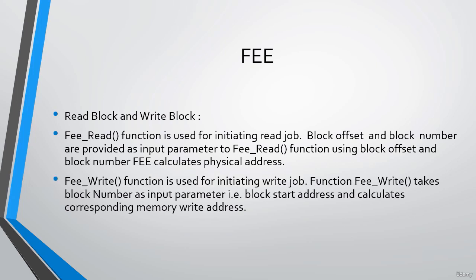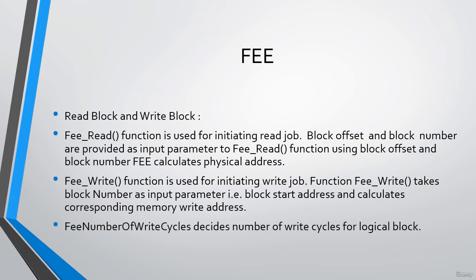Similarly, the Phi write function is used for initiating a write job. So the function Phi write takes the block number as input parameter, start address, and calculates the corresponding memory write address. Another parameter, Phi number of write cycles, decides the number of write cycles for the logical block. So here we will be able to configure how many write cycles are available for the logical block.